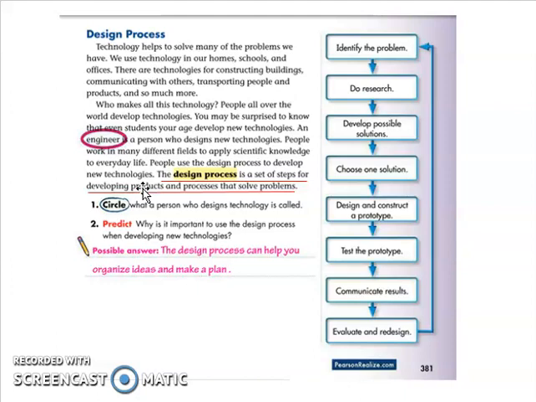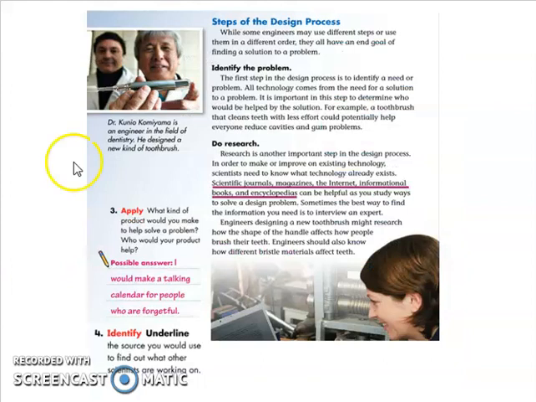Okay, so let's go to number 2. Let's predict. Why is it important to use the design process when developing new technologies? This is very important. Why? Because the design process can help you organize ideas and make a plan. Because when you create something, planning and being organized helps you to finish your project easily.